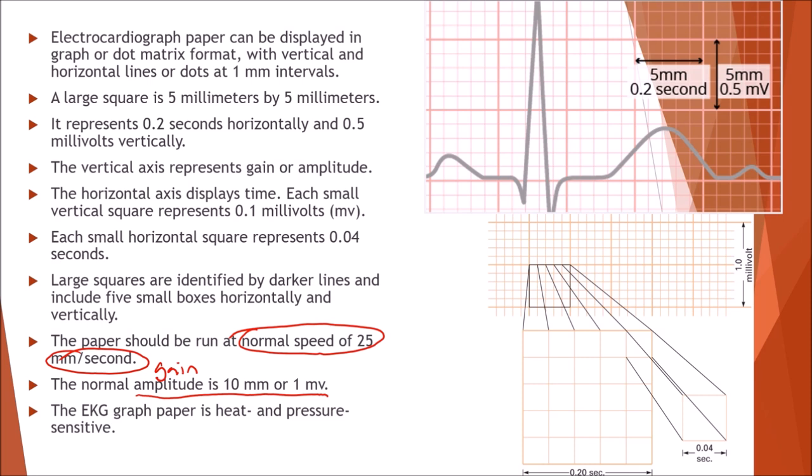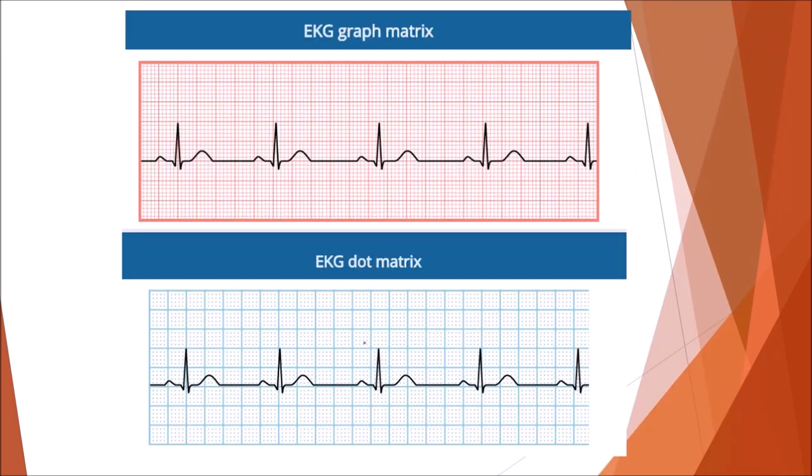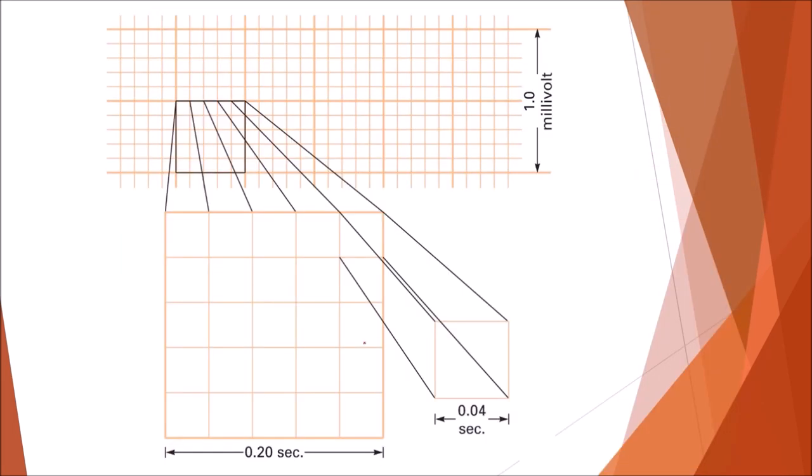Alright, now I'm going to explain this. First of all, what does this mean? Normal speed of 25 millimeters per second. The EKG is printed on a special piece of paper which looks something like this. Here it is better. So, speed. 25 millimeters per second. What does that mean?